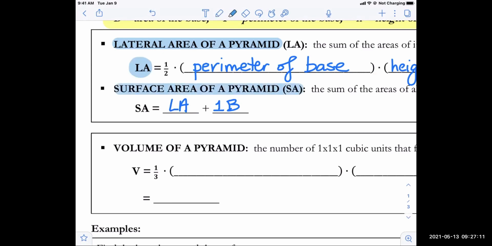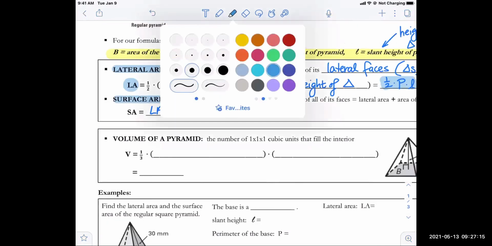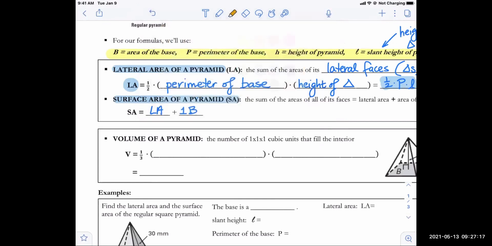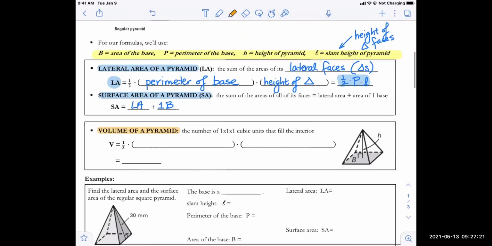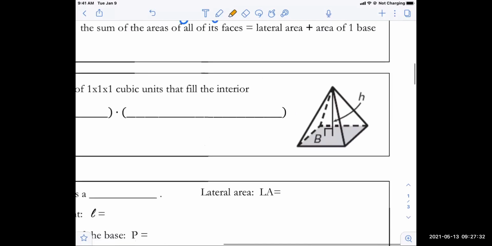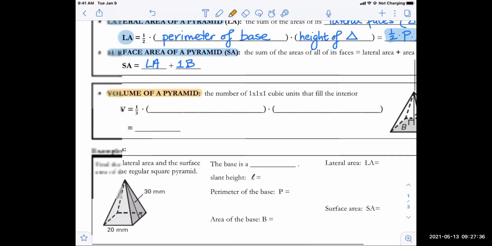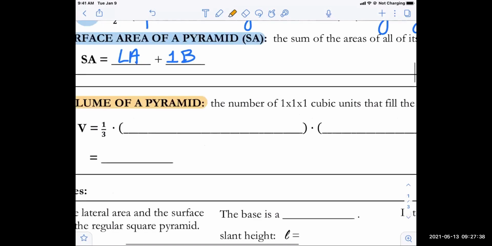Now for volume for a pyramid, we're going to do the same thing we did with volume for a prism, except that because it comes into a point, it's got a smaller volume. And it's actually a third. If you were guessing, you might think it was a half. It actually takes 3 of those pyramids to fill up a prism with the same base.